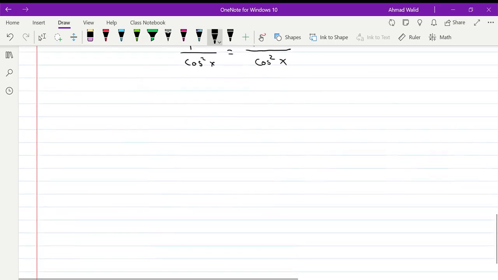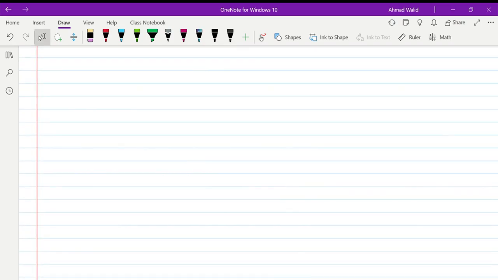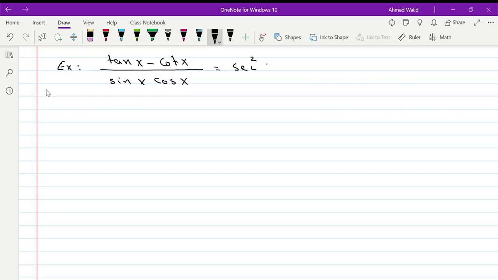One more complicated one. I'm telling you it's complicated, but when you practice with those identities, they are actually fun. They are not difficult. (tan x minus cotangent x) over (sin x cosine x) equals secant square x minus cosecant square x. Correct?